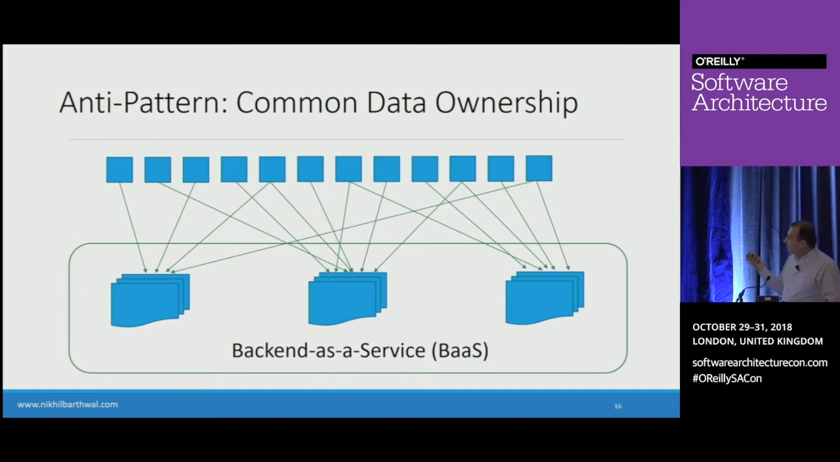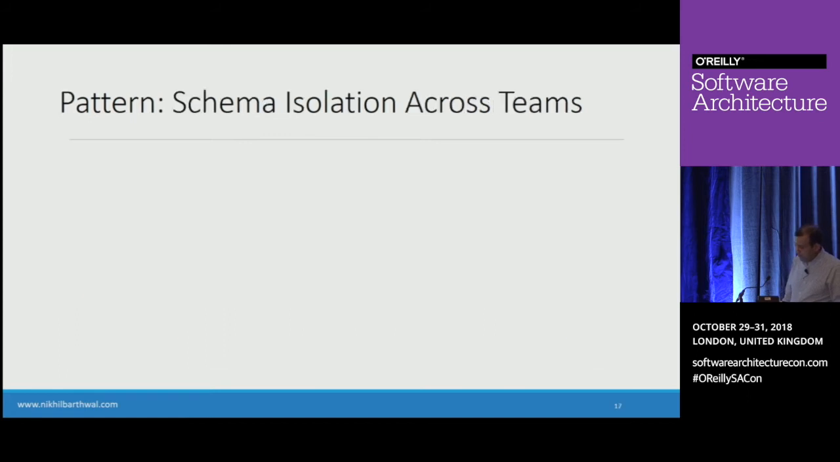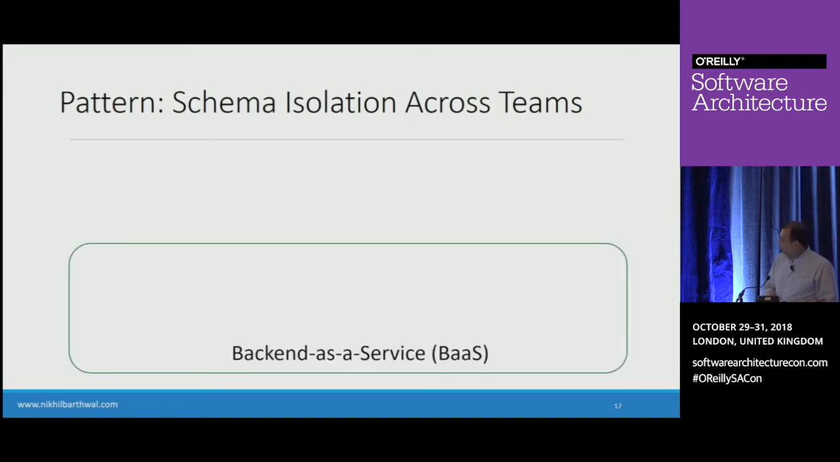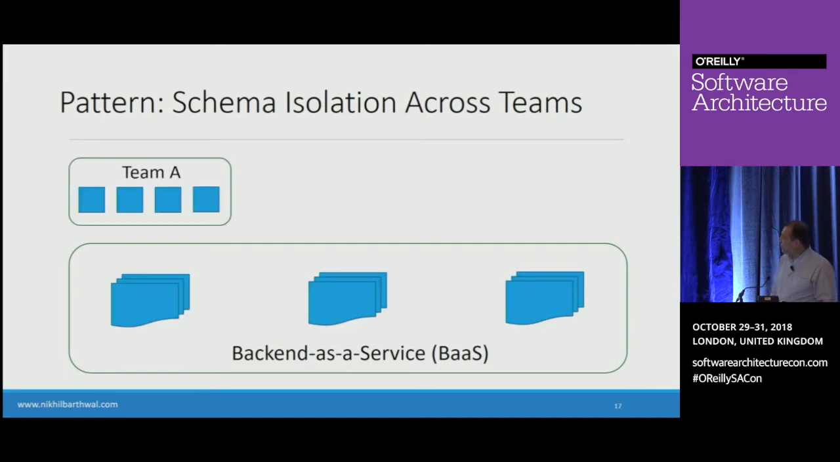So this makes the system very fragile. You never want to do that. What you want to aim for is something like schema isolation across teams. So how do you handle such a scenario? Well, if you have backend as a service, right? We talked about this. What you want to do is, if there's a team A that owns a set of functions, I want to access this table.